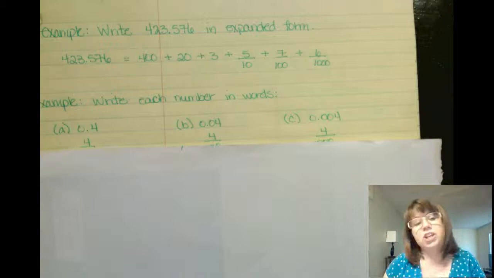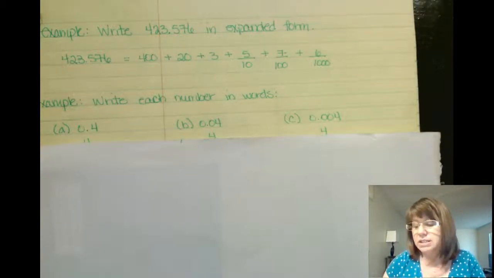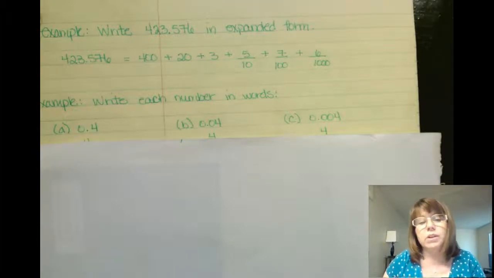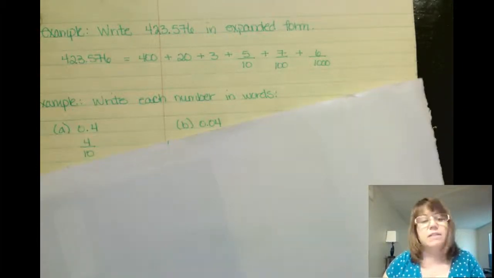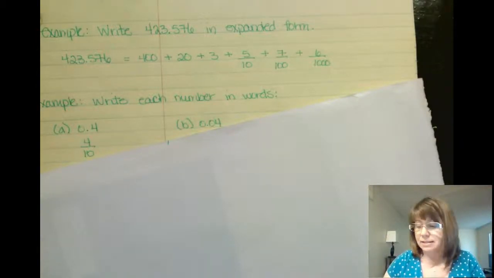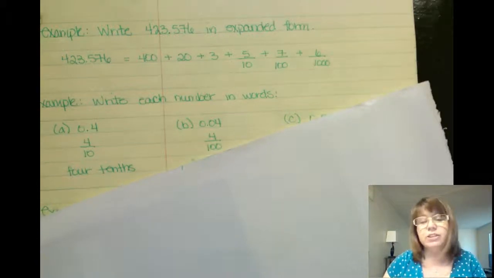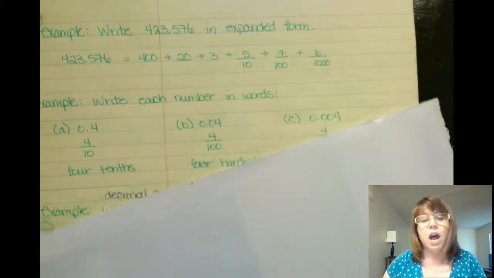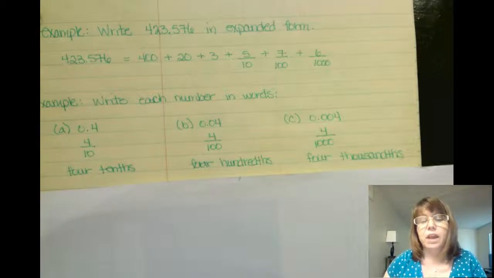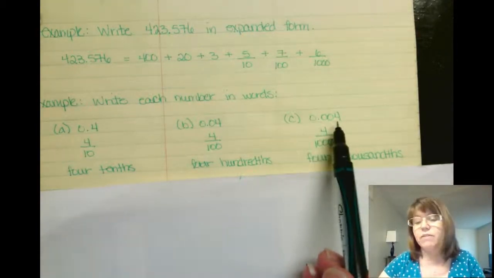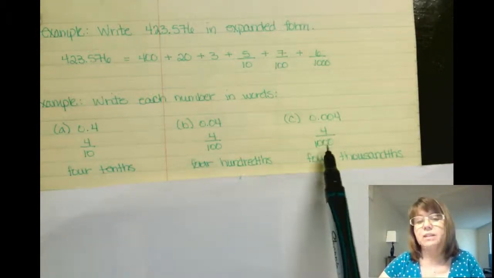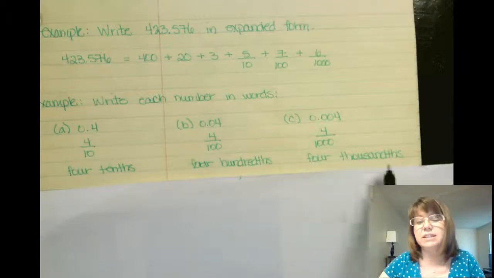So let's write each number in words. So 0.4, we can write it as 4 over 10. But 4 over 10 is 4 tenths. 0.04 would be 4 over 100, which is 4 hundredths. And 0.004 would be 4 over 1,000, which would be 4 thousandths.